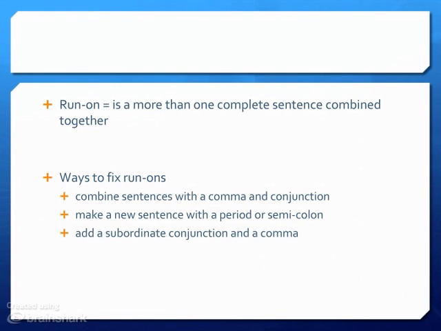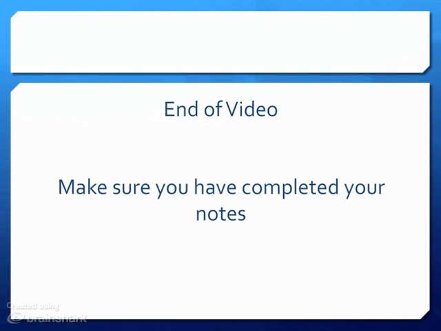So to review, a run-on is when you have more than one complete sentence combined together. The ways to fix run-ons are, we combine sentences with a comma and a conjunction, we make a new sentence with a period or a semicolon, or we add a subordinate conjunction and a comma. This is the end of the video. Make sure you've completed your notes.